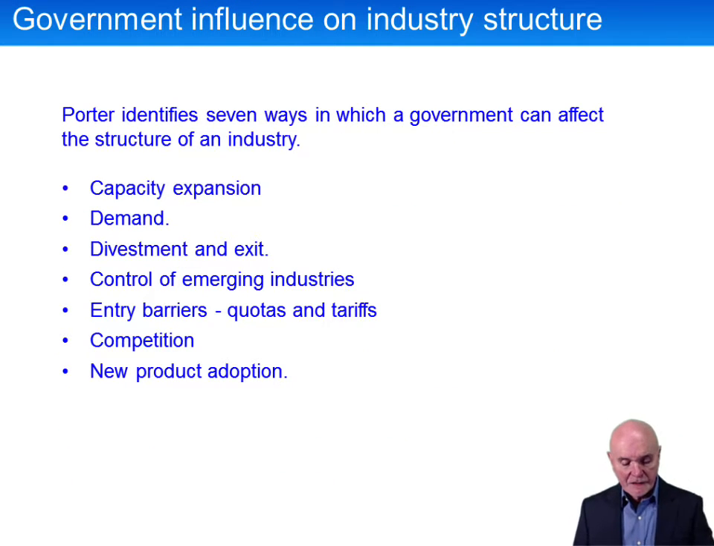Michael Porter described 7 ways in which a government can affect what's called the structure of the industry. First of all, capacity expansion. Governments can encourage more suppliers to come into the market. They can give grants, for example, to encourage more businesses to set up. Alternatively, they can make it very difficult for new businesses to set up. They can protect the ones which are there by putting perhaps some sort of onerous licensing regulations in place before somebody can set up.